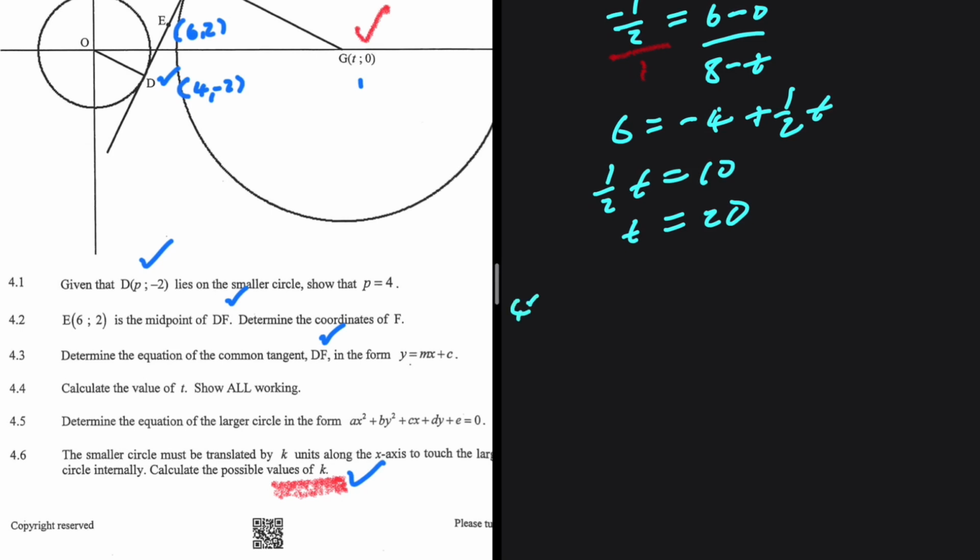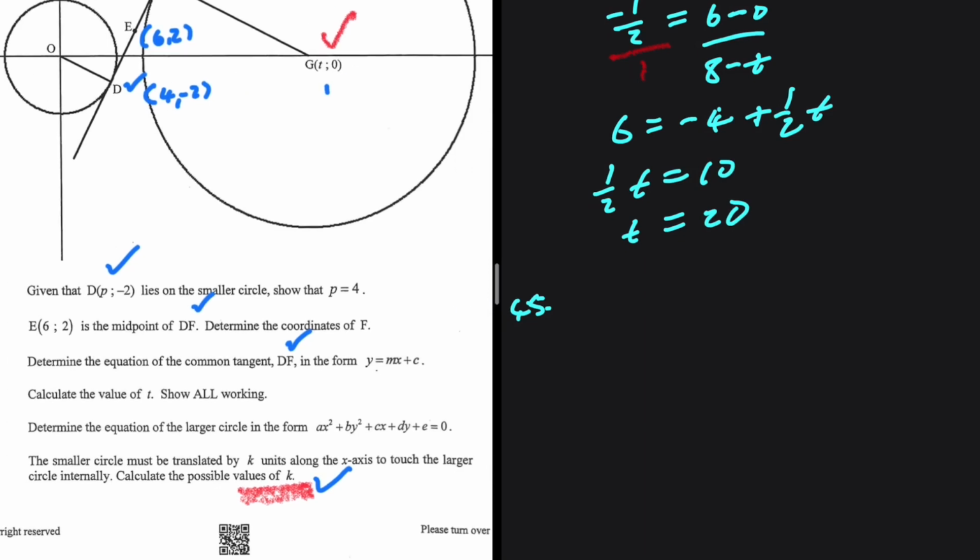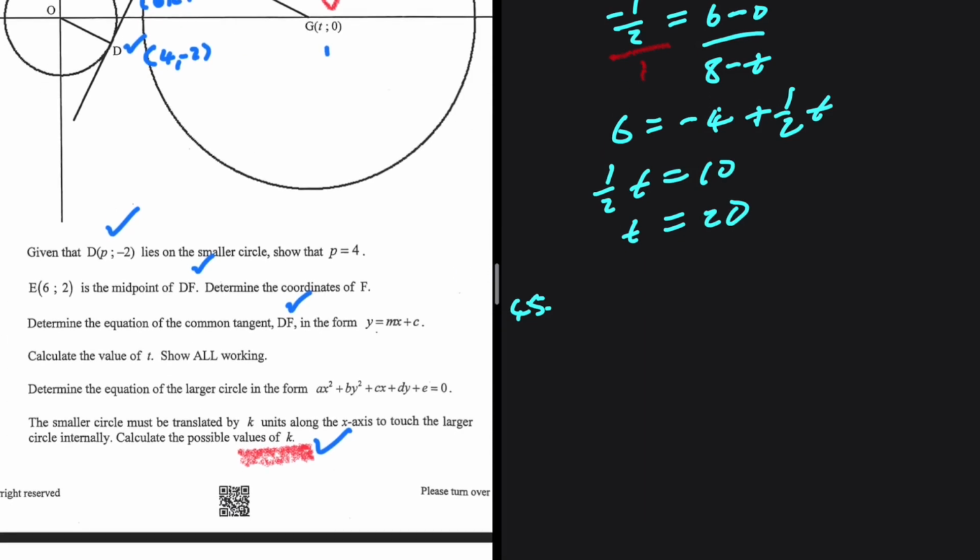We have done 4.4, and now 4.5. We are moving at the speed of light. We're really close to doing 4.6. Let's do 4.5 first. Determine the equation of the larger circle in the form ax squared plus by squared plus cx plus dy plus e is equal to 0.